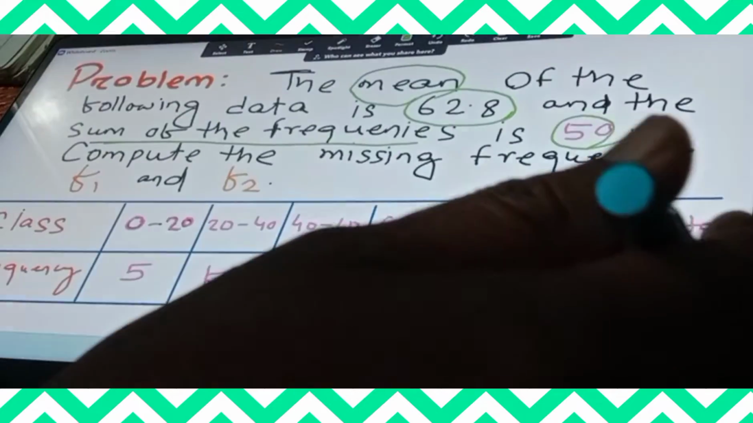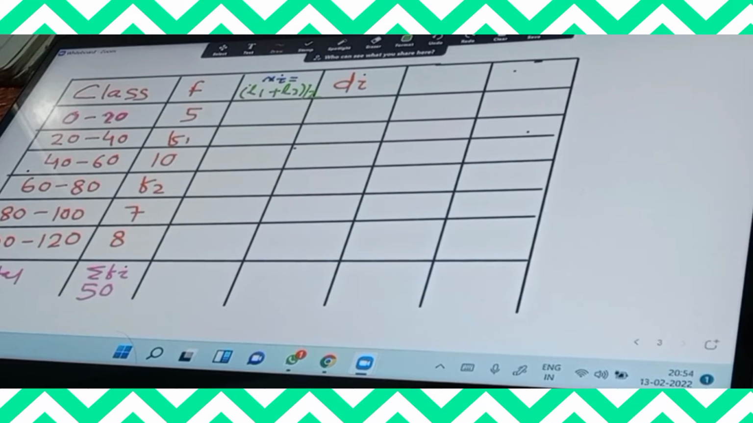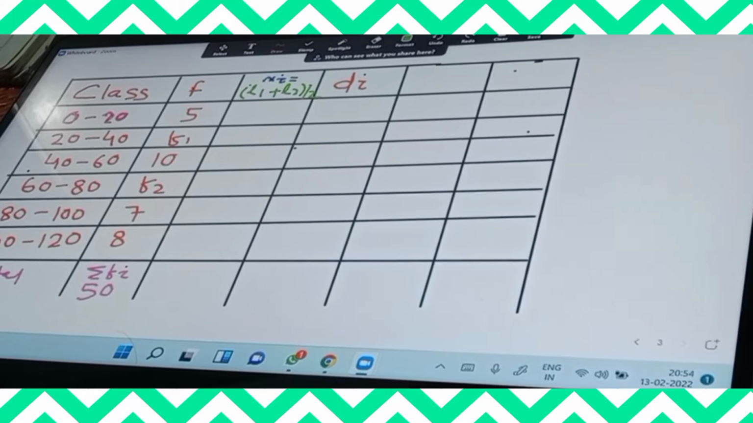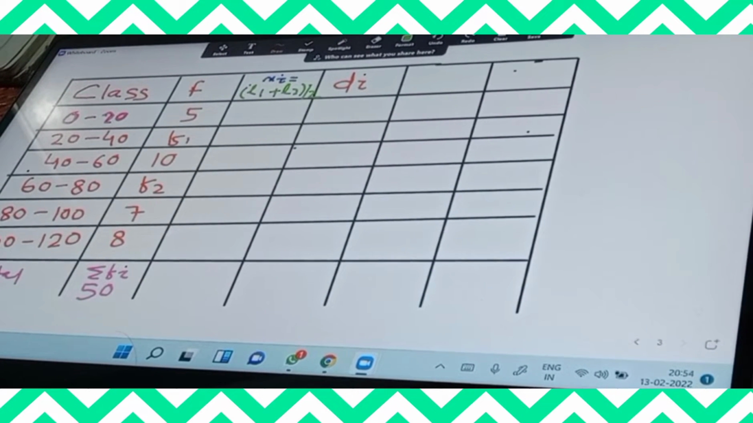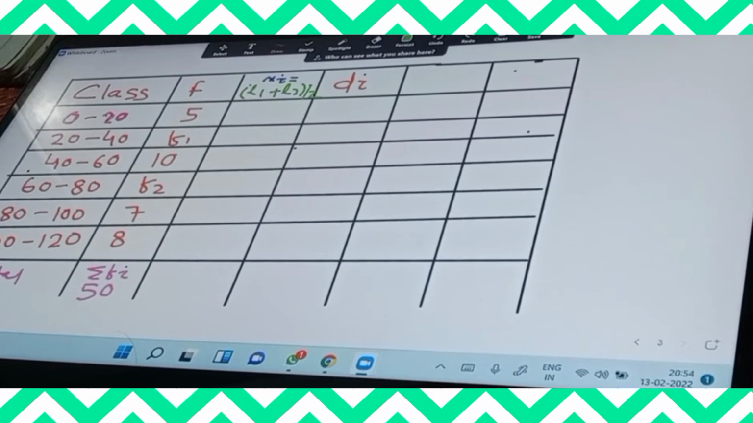Let's see here the table. The class intervals are 0 to 20, 20 to 40, 40 to 60, 60 to 80, 80 to 100, 100 to 120, and the frequencies are 5, f1, 10, f2, 7, 8, and the total frequency is given as 50. While finding the mean, first of all you have to find out the class mark.